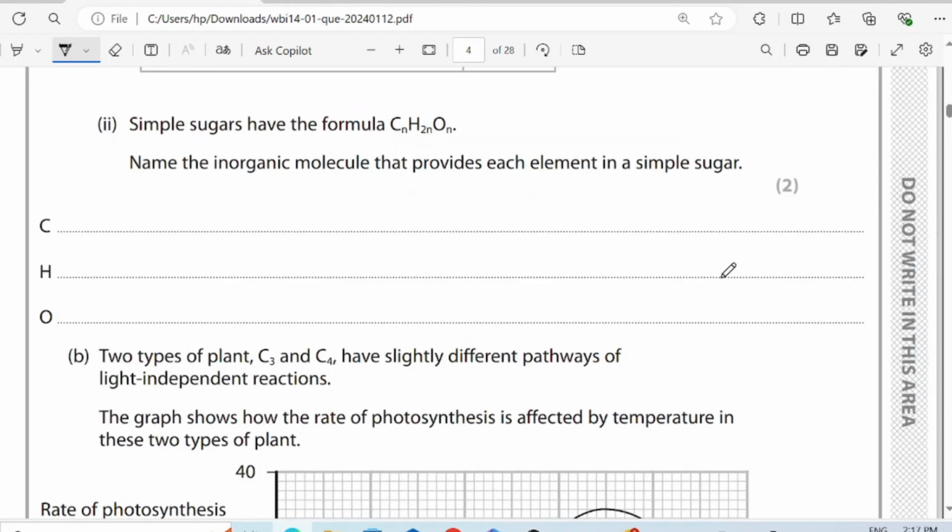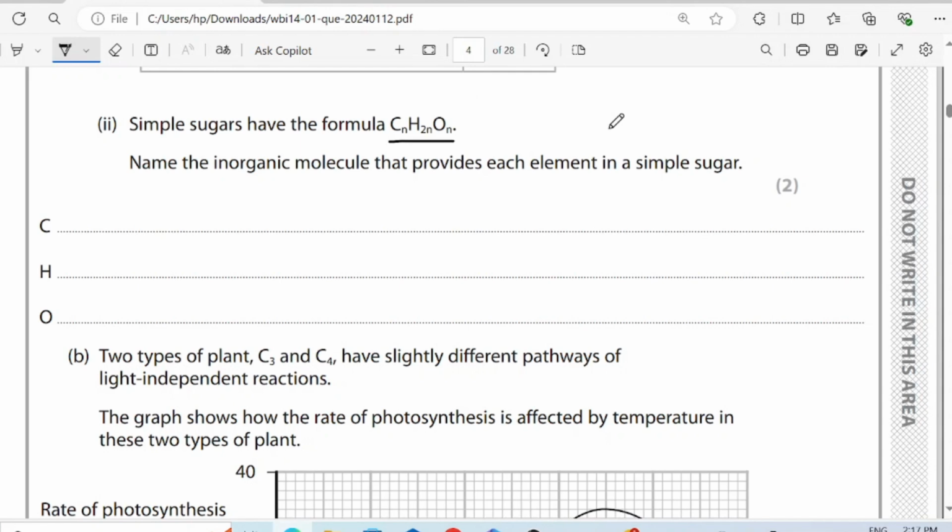So the question here is: simple sugars have the formula CnH2nOn. Name the organic molecule that provides each element in a simple sugar. Alright, so they have given you the general formula like this. The formula that glucose molecules have follows this pattern, so it's C6H12O6.